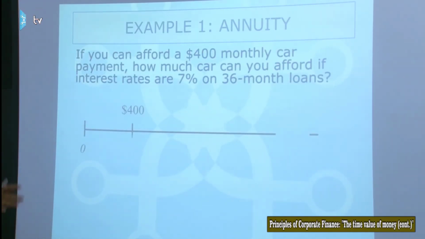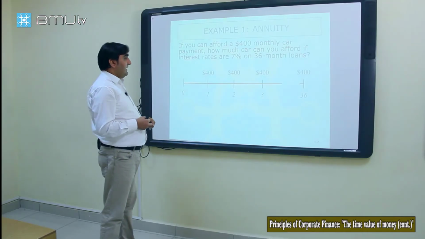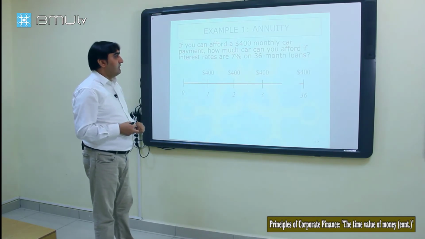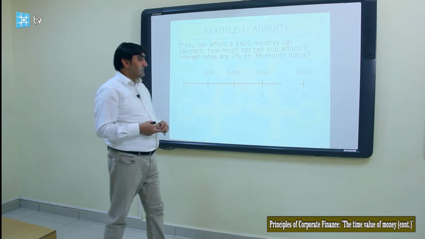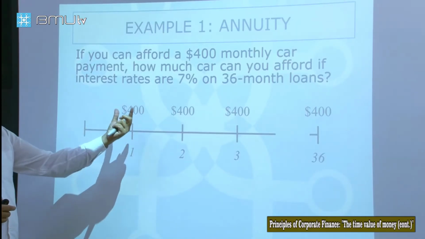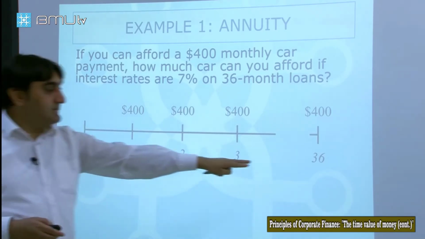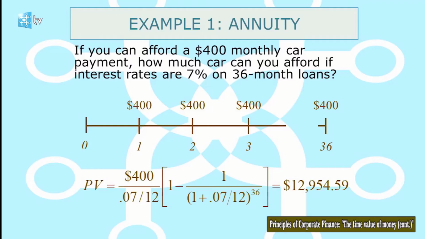And all mortgage payments, auto loans are annuities. If you can afford a $400 monthly car payment, how much car can you afford? If interest rates are 7% and the loan is 36 months long. So you may pay 400 for 36 months, and the rate is 7%.